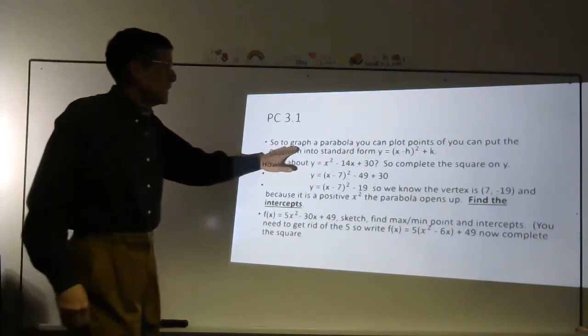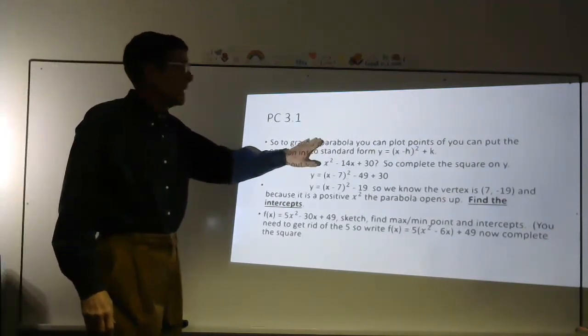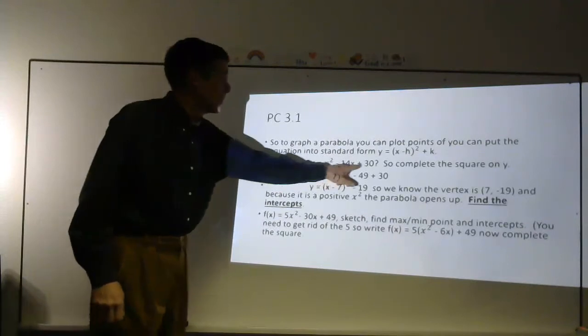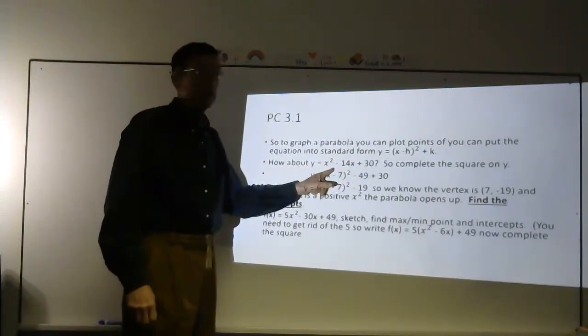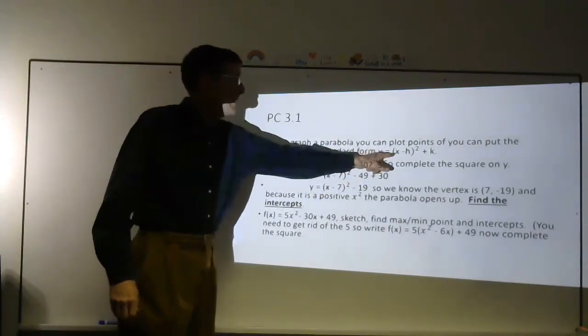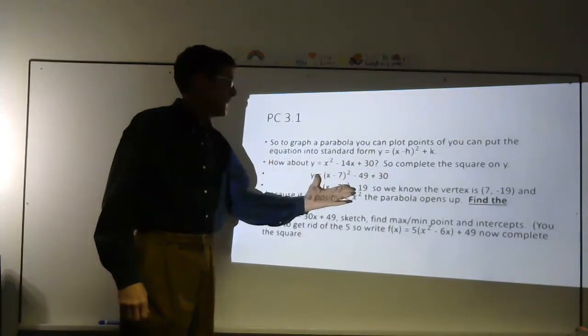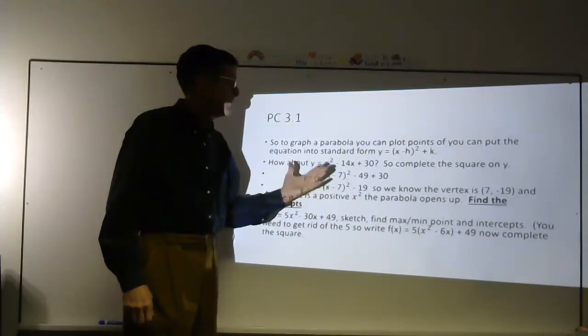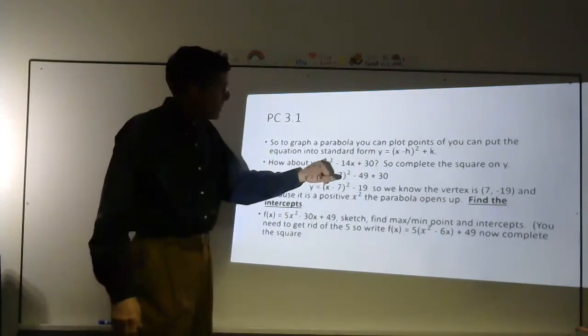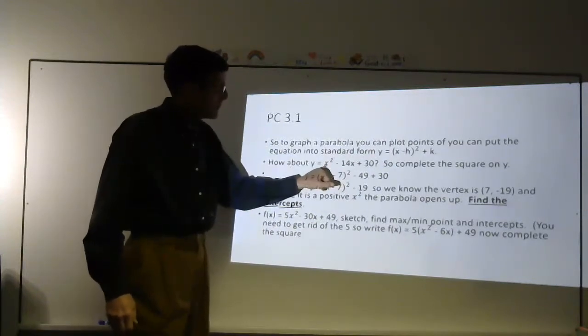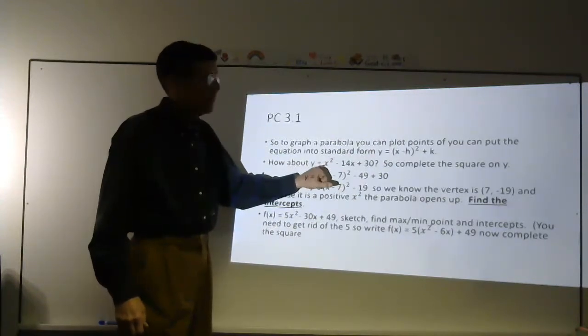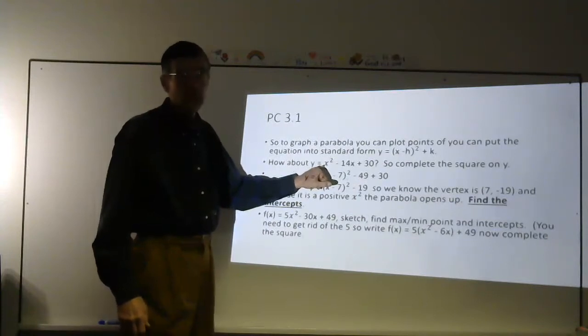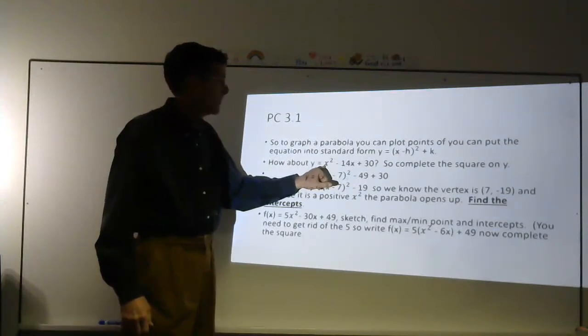So we can either plot points. You can make a table and plot points for this, right? Or if you can get it into this format by completing the square, you don't have to plot any points. You know right away what to do. Completing the square, we work on just the first 2 terms, and there cannot be a number in front of the x squared. You have to factor it out if there was, okay?